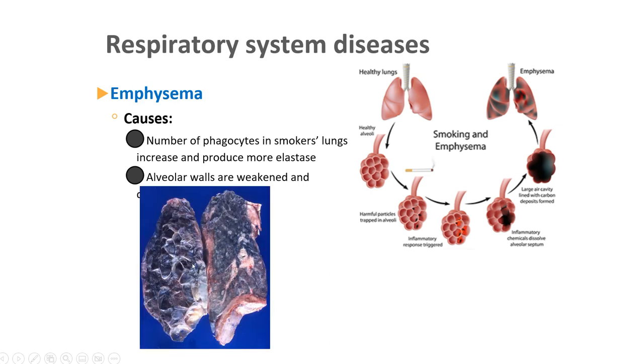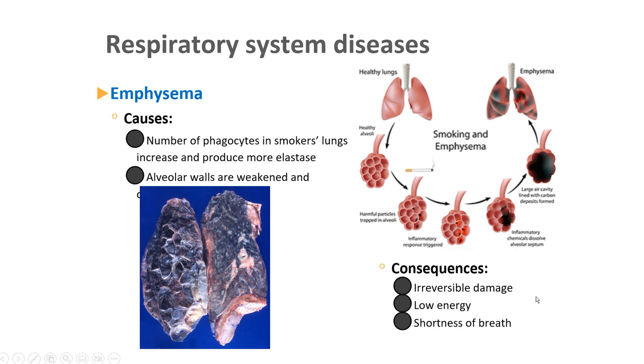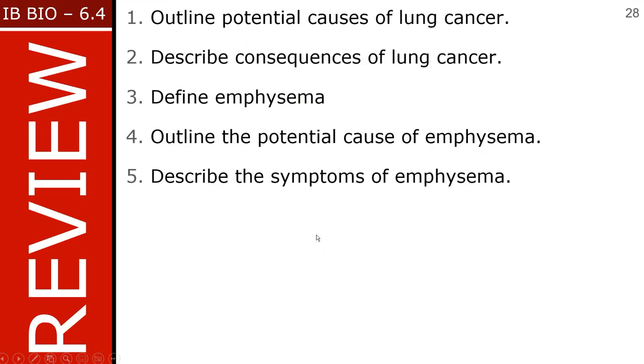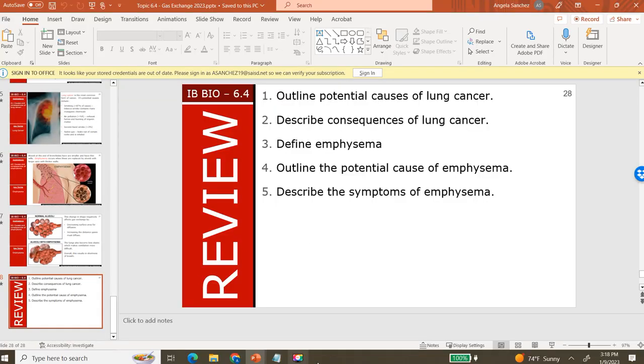So this is what a lung with emphysema looks like. This damage is irreversible because it's in the lungs. You're going to end up with shortness of breath. So it's a really bad disease to have, and that's why we stay away from smoking. So that's going to be it for 6.4.